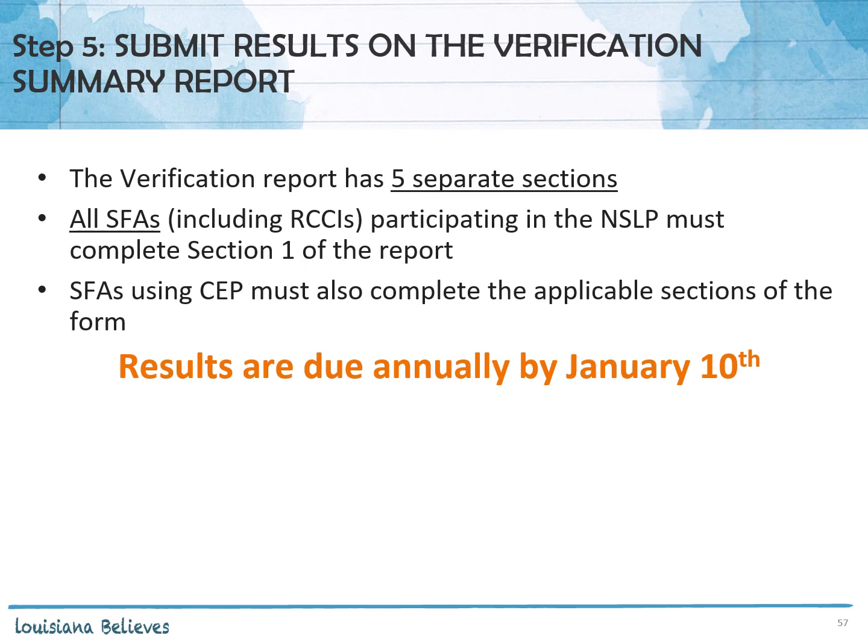The FNS 742 verification report has 5 separate sections. Please note that all SFAs participating in the NSLP and SBP, including RCCIs that do not conduct verification, must now complete specific sections of this report. Previously, RCCIs were exempt from this report. In addition, schools utilizing the Community Eligibility Provision, or CEP, must complete applicable portions of the form. Results are due annually by January 10th.